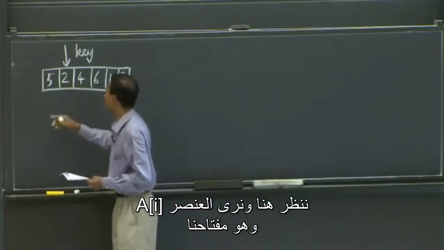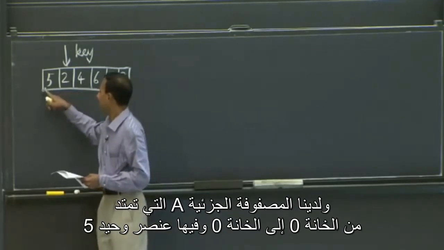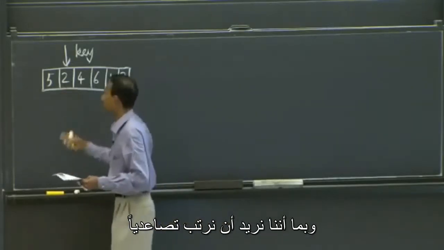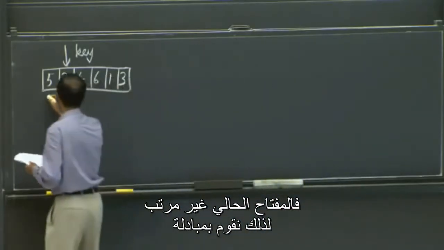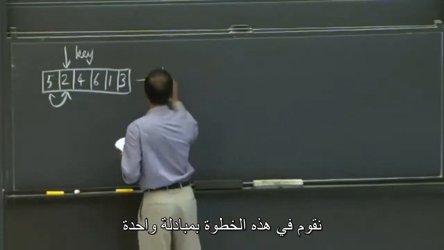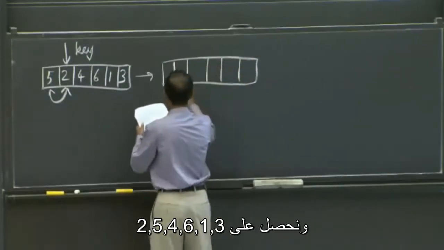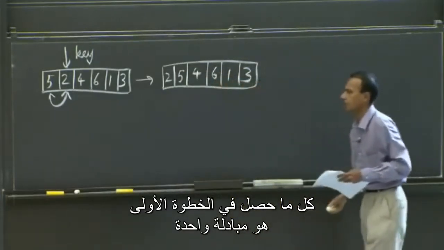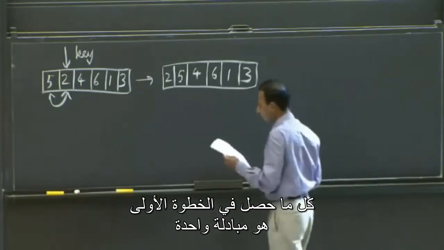So what you do is you look at this: this is A of i, that's your key, and you have A of 0, which is 5. Since we want to sort in increasing order, this is not sorted, and so we do a swap. What this would do in this step is a swap, and we would obtain 2, 5, 4, 6, 1, 3. So all that's happened in the very first step, where the key is in the second position, is one swap.